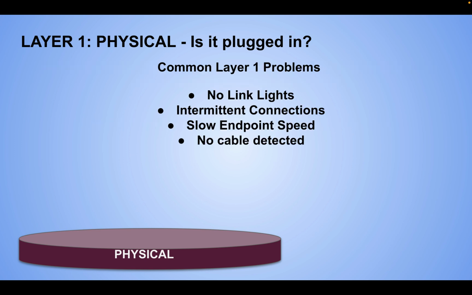So what are the common problems that scream, this is a layer 1 issue? You're going to see things like no link lights on a switch. This is a dead giveaway. Intermittent connections. It works, and then it stops working again. And then maybe it works again. Then the slow endpoint speed, even if the network should be fast. And the dreaded no cable detected message. All of these point to a fundamental breakdown in the physical transmission.